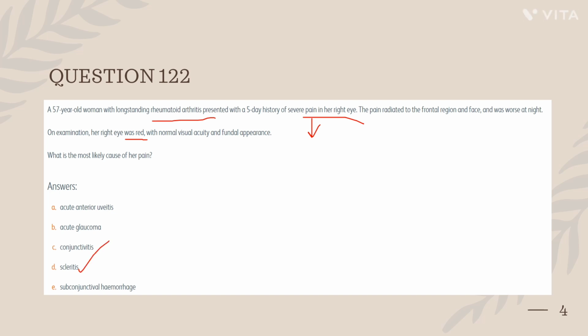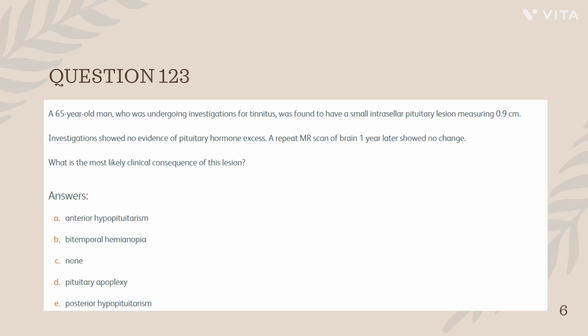Uveitis is usually associated with ulcerative colitis, and there can be hypopyon in the anterior chamber. The cells settle, and that's called a hypopyon. Usually that will be mentioned in the question. So it is not uveitis. Glaucoma, no. In the usual association of rheumatoid arthritis, you have to understand in this setting, it more likely causes scleritis than an infective conjunctivitis. So it is scleritis.